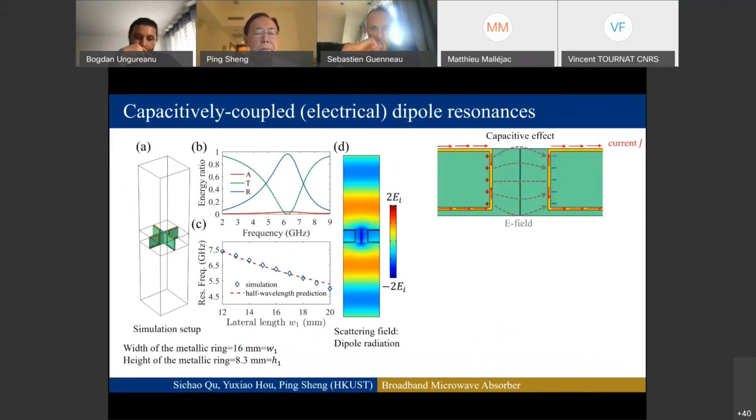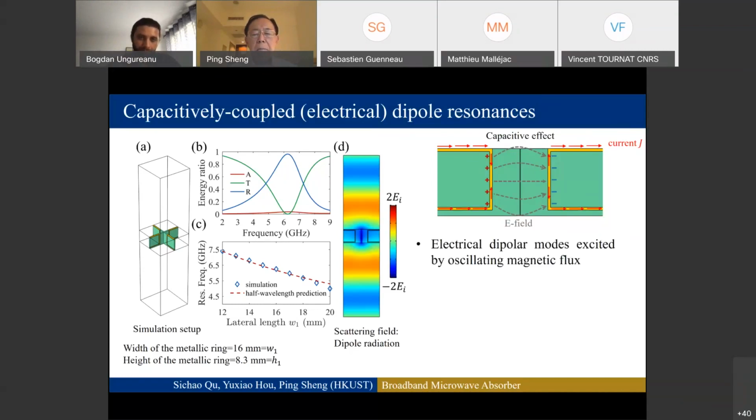Okay, so what am I talking about? So let me focus on figure A. That's the simulation setup. That's the unit cell in which we have on each of the four sides half of the metallic ring, and they are separated from its neighbor by a gap of about 8 millimeters. And the width of the metallic ring is like 16 millimeters, and the height of the ring is like 8.3 millimeters. So the half wavelength condition basically is given in this formula, c divided by 2 times (W1 plus H1).